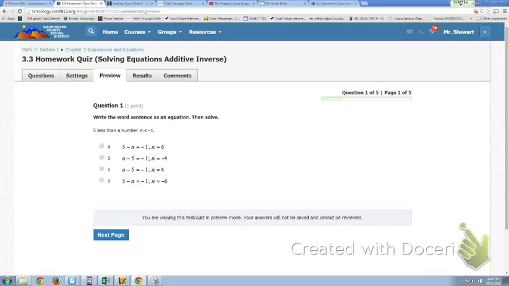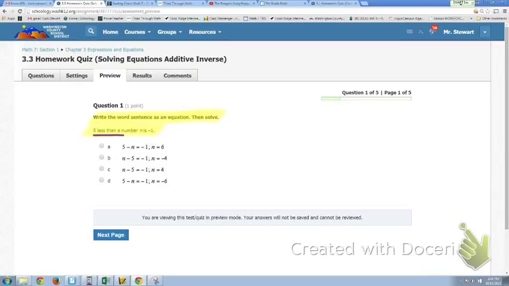But we've got here, it says write the word sentence as an equation and then solve. The word sentence reads: 5 less than a number, n, is -1. Now this is coming directly from the core. This is one of the objectives that the core has identified as a skill that we need students to have, to be able to take word sentences and put them in algebraic expressions and equations. So if you missed this question, I will explain what is happening here.